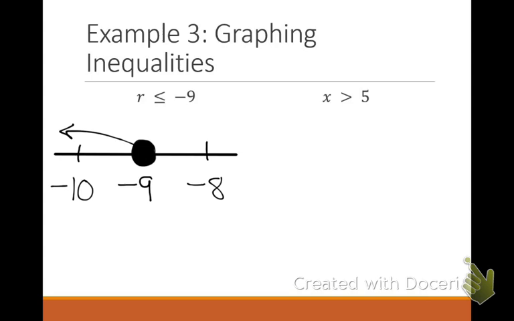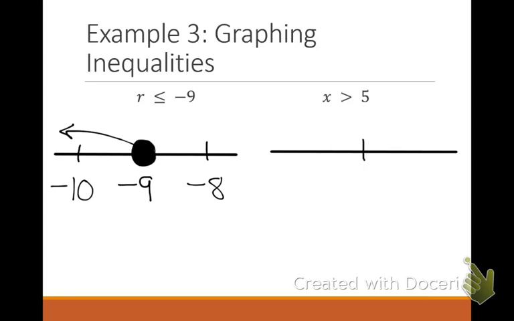You guys just kind of shouted out a couple numbers. Do you agree that all of those are to the left on the number line of negative 9? Okay, all right, so let's do another one now. x is greater than 5. Okay, how many numbers go on your number lines?